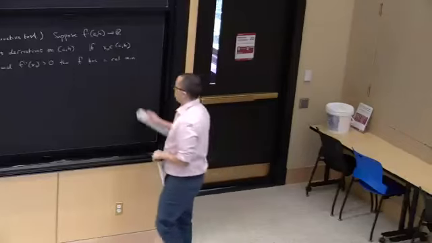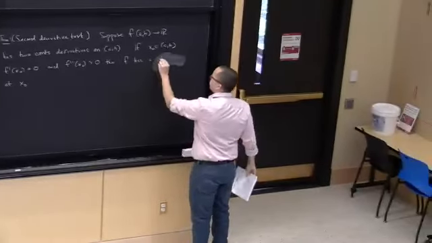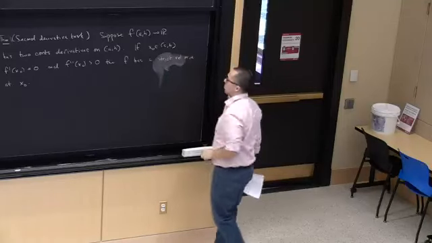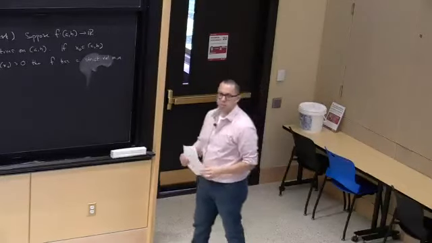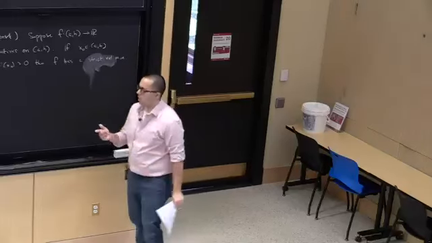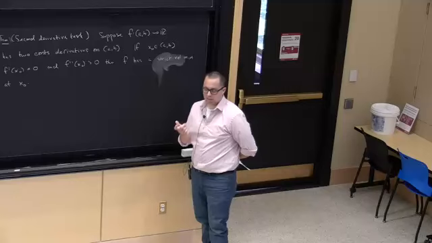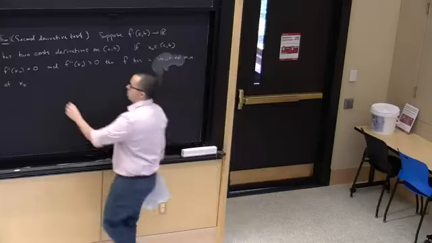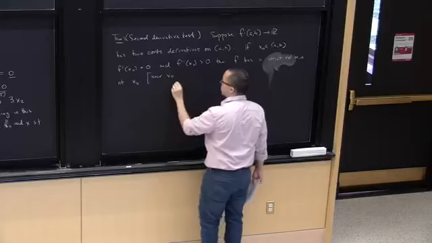Okay? And I should say that this is a strict relative min. What's the difference between a strict relative min and just a relative min? A strict relative min means that if I'm at any point other than x0 and I'm nearby, then f of x is bigger than f of x0. Okay? So let me just write that here. That means near x0.